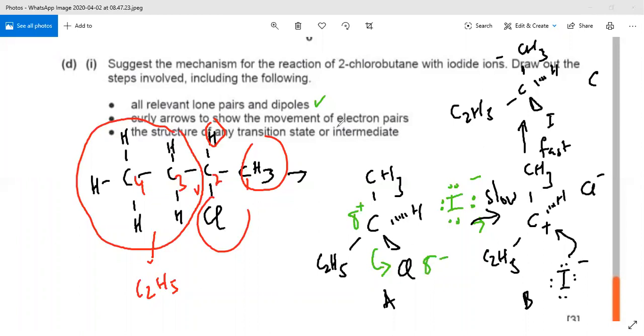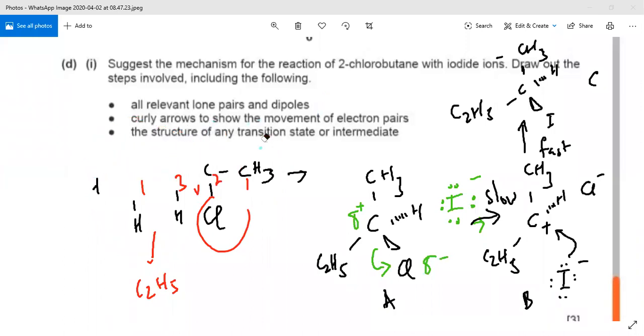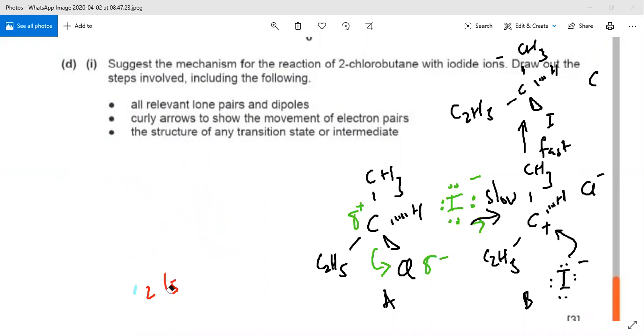Meaning if you have to check your conditions here, the requirement given in the equation, you have to state the relevant lone pairs and dipoles. All right, and then you have a curly arrow. Dipoles here I already mentioned, I have dipole positive and negative. Check lone pair, yes, I have a lone pair of electrons. Curly arrow to show movement of electron pair. So this one is already clear: the electron pair from the bond between C and Cl goes to Cl.